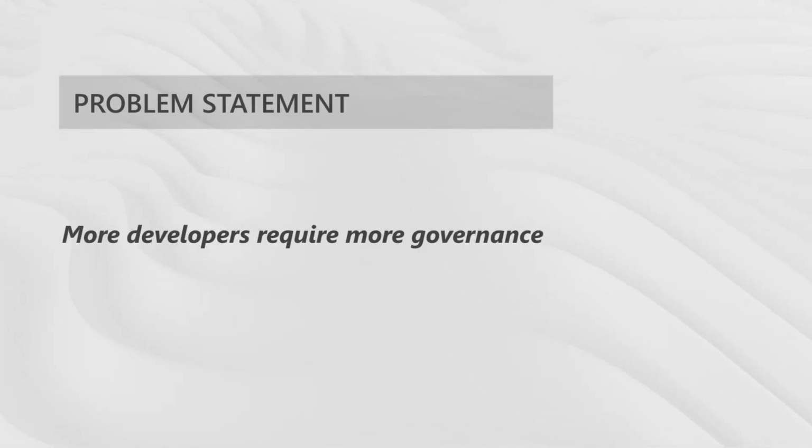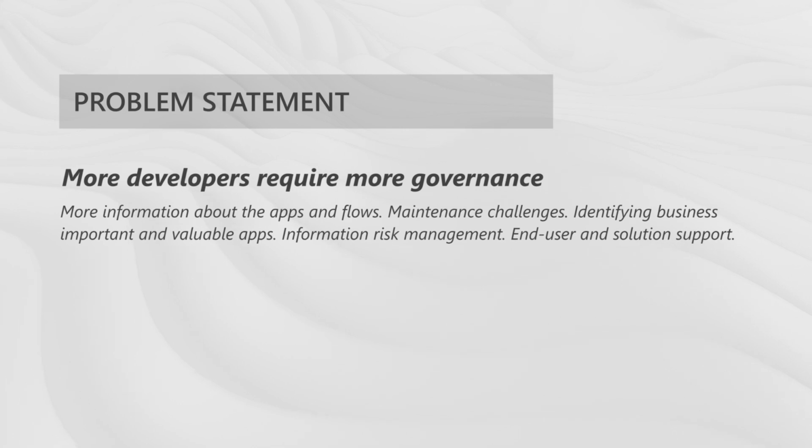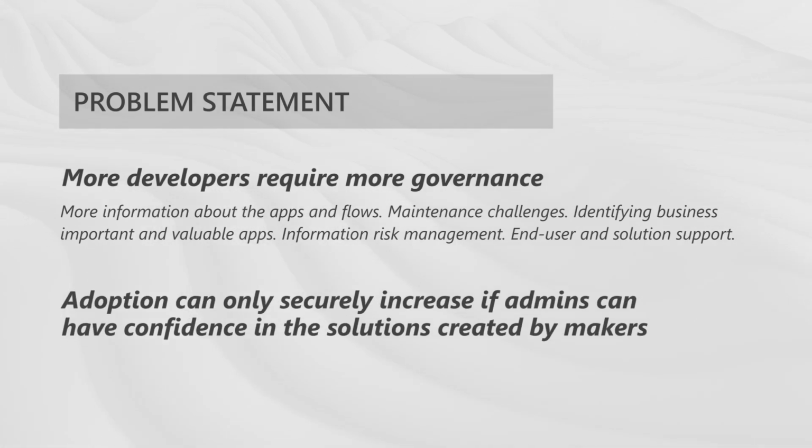A frequent question that I get when talking with customers about managing their Power Platform and their tenant is how to identify and deal with objects that are heavily used in their tenant. So they want to be able to know those Canvas apps, for example, that are heavily used so that they can make sure that they meet their requirements for security and support and service maintenance. That's right, and Power Platform adoption can only securely increase if admins have confidence in the solutions that are created by their makers.